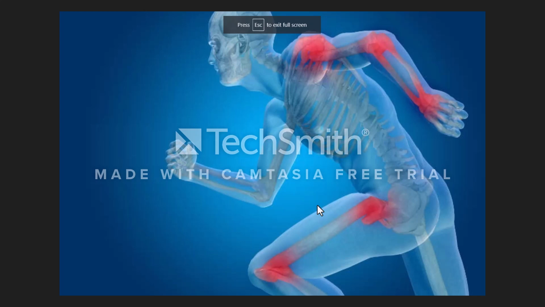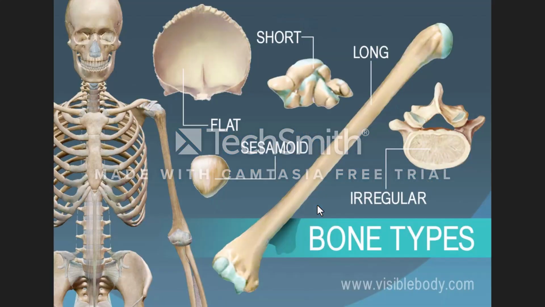Okay, so we have the joints. The joints hold the skeleton together and support movement. They're classified by function, which is the range of motion, and structure. Structure means material that holds the bone and joints together.